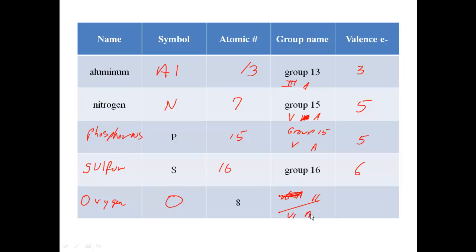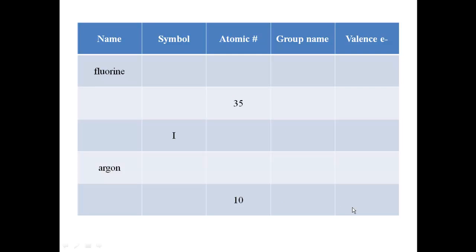All right, I think this is our last one. We're going to do fluorine. Fluorine is symbol F. It's at the top of the halogens. It is atomic number 9. It is group name halogen. And it has 7 valence electrons because it's in group 7A. Now, number 35 is further down the periodic table. Number 35 is Br, which is bromine. And bromine is also a halogen. And since it's also a halogen, it has 7 valence electrons.